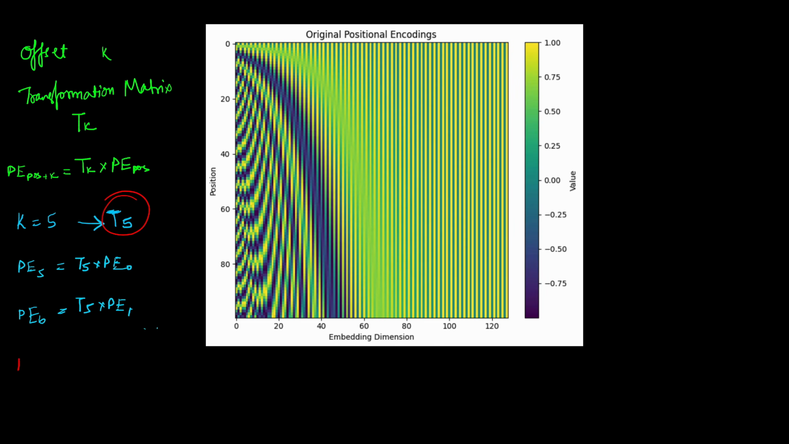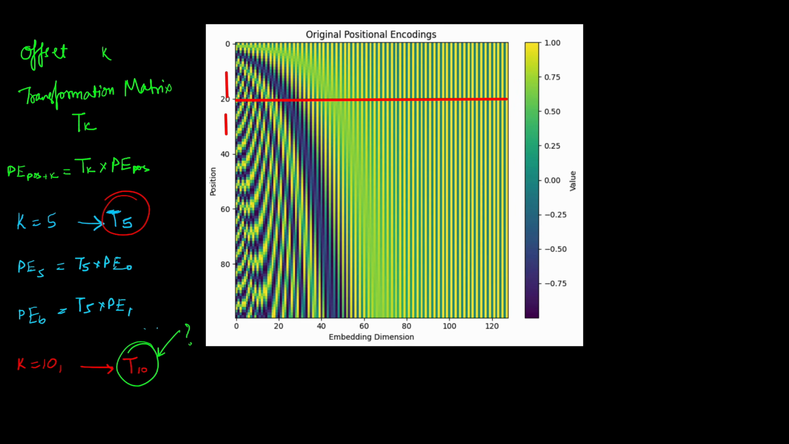And similarly, for any other offset, k equal to 10, there exists another transformation matrix T of 10, which will allow me to travel at an offset of 10. Now, what is this T of 5 and T of 10? We don't need to worry about it right now. If you want to go deep and know exactly what this is, then I will attach a link down in the description box, which you can check out. But for now, just understand that it is mathematically possible to predict exactly what the neighboring positions look like. And that is why this specific positional encoding pattern works.